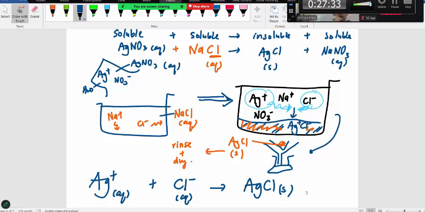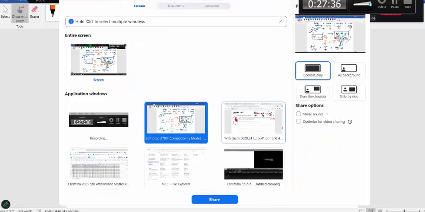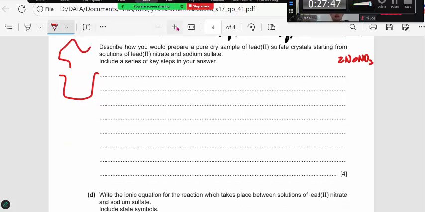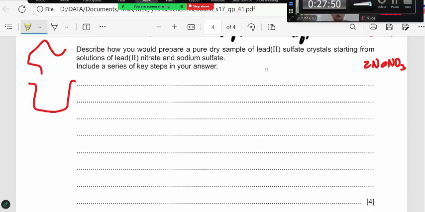Can go back to the question? Okay. Yeah. All right. So this case is exactly the same. It's a precipitation reaction. But look at something that I have to do before I start adding everything together. No, no, no. Look carefully. I cannot just mix together.